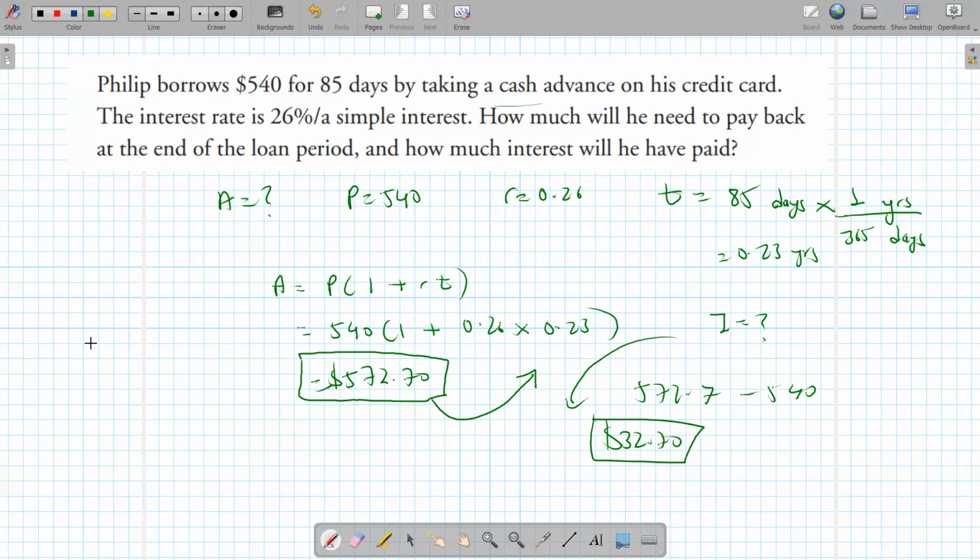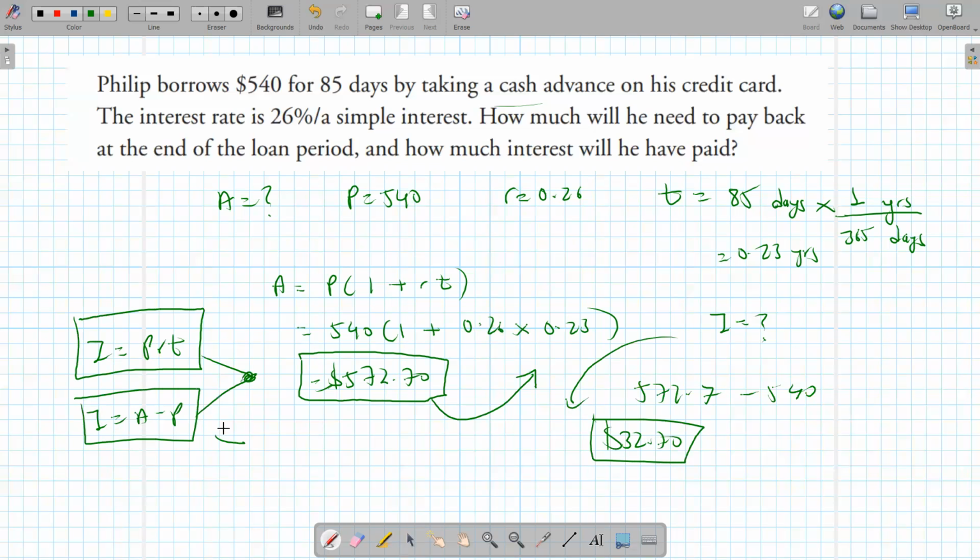There's another way to do this. You can just do I equals PRT. This is the formula for interest. Or I is A minus P, depending on which one's easier. Here we could have done both, but this one's definitely easier. Does this make sense?